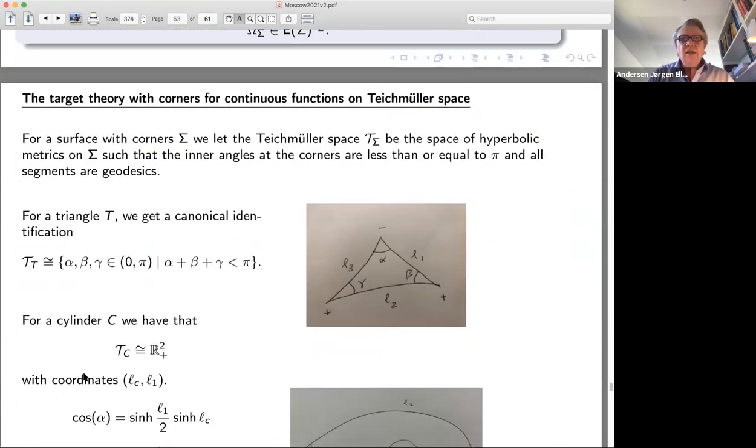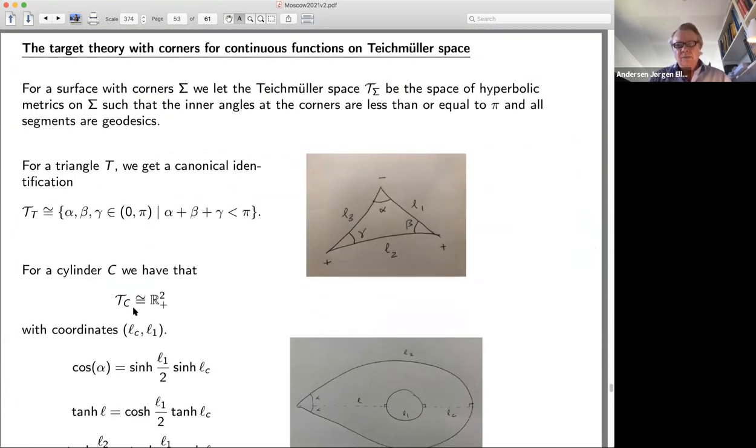Well, let's look at what we need to specify from the beginning. So let's take, again, continuous functions on Teichmüller space. The Teichmüller space for a triangle is this guy. Here's a 3-dimensional space, and you can parameterize it in many different ways. But let's say we parameterize it by the angles at the corners, alpha, beta, gamma. I'm going to constrain them such that they lie in the interval from 0 to pi, and the sum of them should be less than pi in order for there to exist a hyperbolic metric on the surface with those angles.